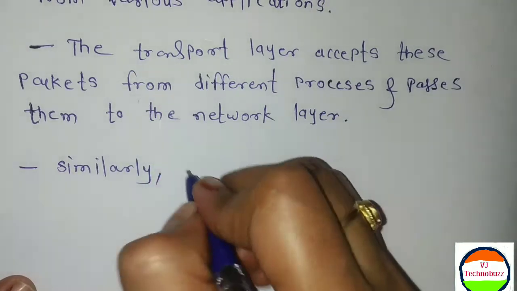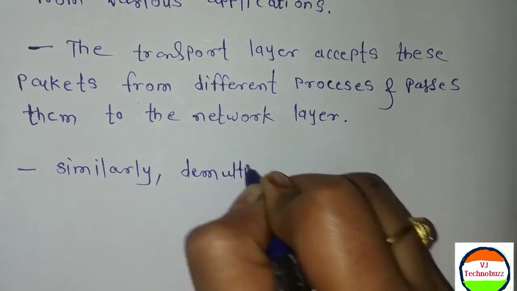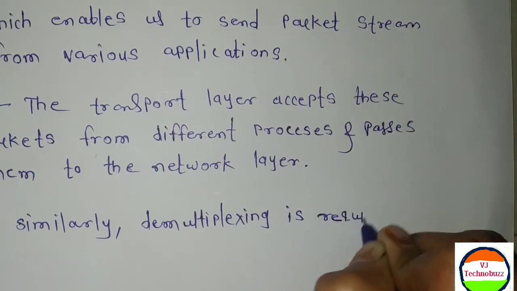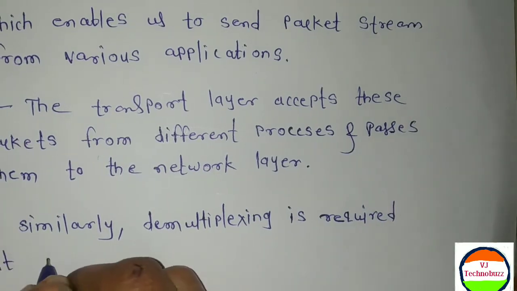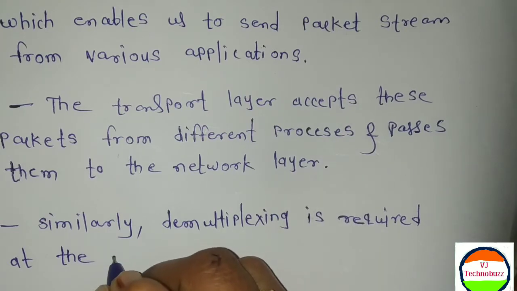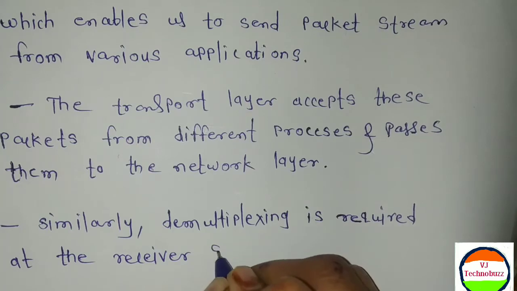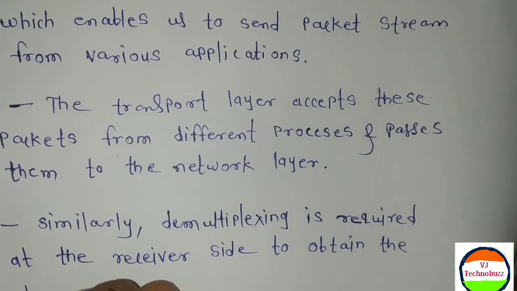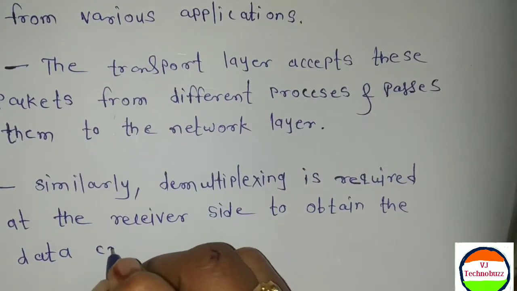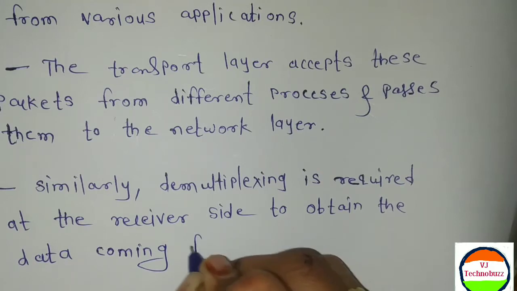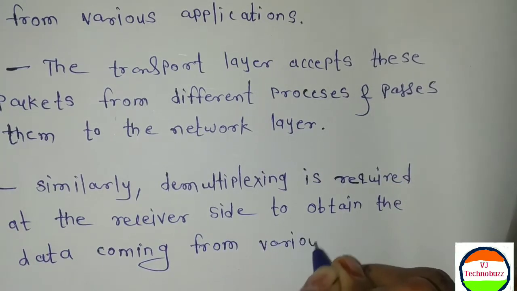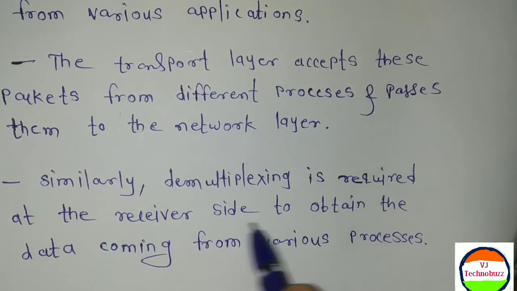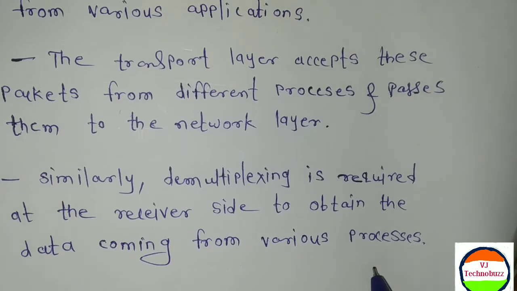Similarly, demultiplexing is required at the receiver side to obtain the data coming from various processes.